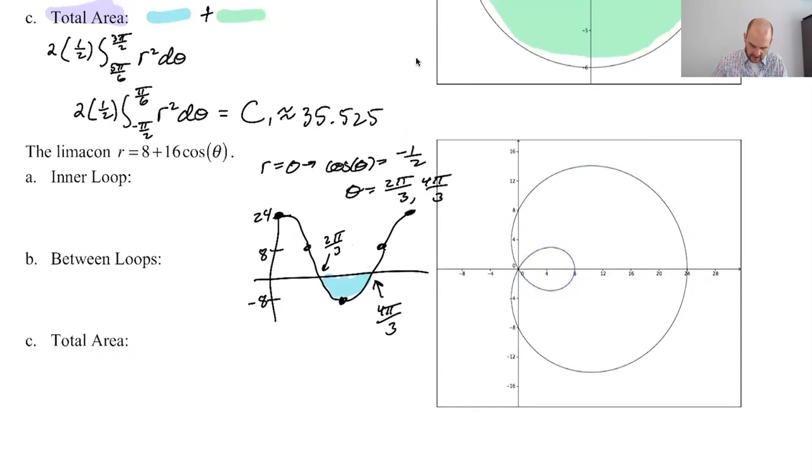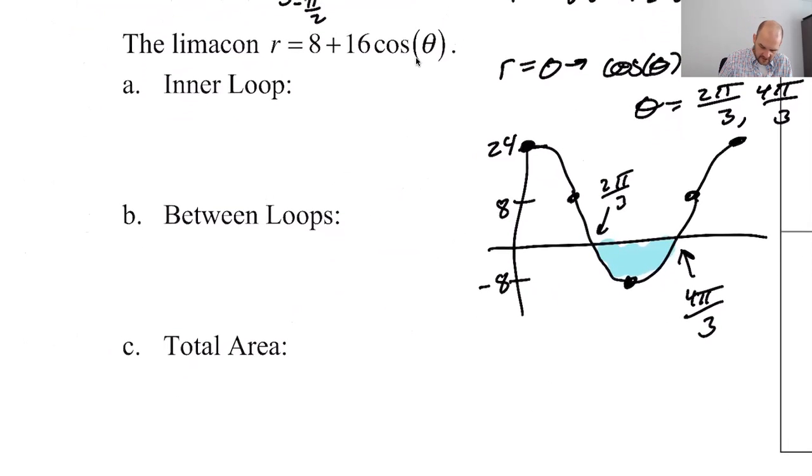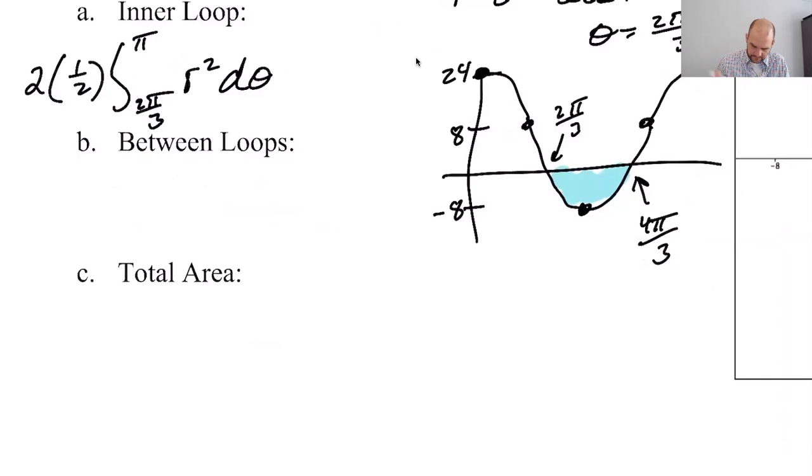So if I go 2 pi over 3 to 4 pi over 3, it's going to give me the whole thing. I could also go 2 pi over 3 to pi and double it, which is my preference. So I'm going to do that: 2 times 1/2, integral from 2 pi over 3 to pi of r squared d theta. You can also just go 1/2 and then 2 pi over 3 to 4 pi over 3, and it'll give you the whole thing. It's a good choice either way.